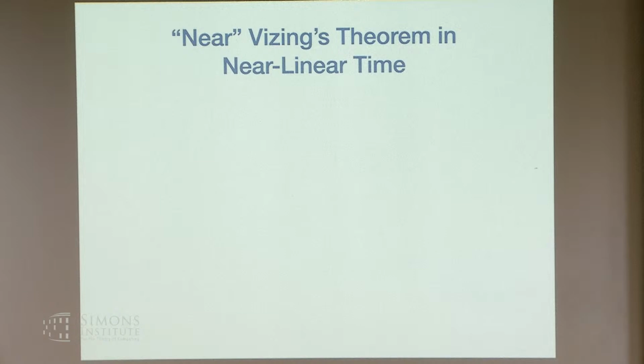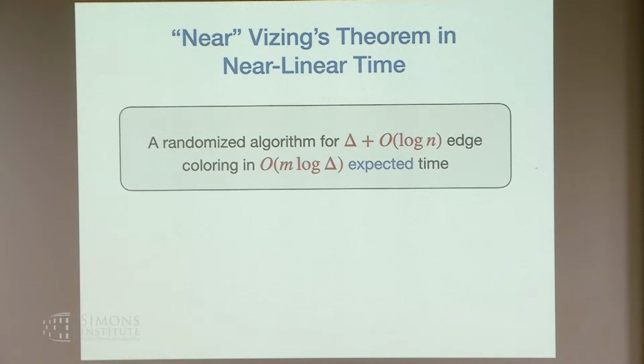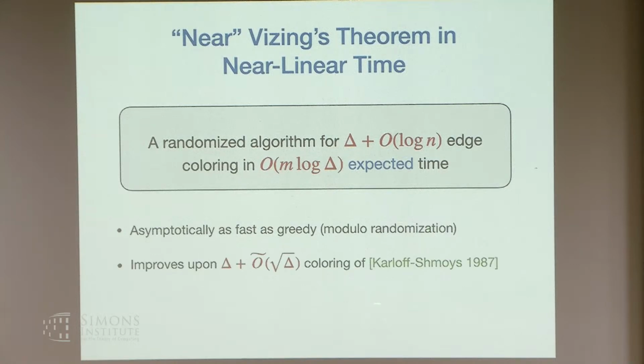The first result is what I would like to call a near Vizing theorem in near linear time. And that's a delta plus log n coloring in m log delta time. So not exactly delta plus 1, but delta plus log n, so not that many more colors. And you can do it in m log delta expected time. And this is basically as fast as what you get through greedy, although this is randomized and this is expected. The good point of comparison is that previously we knew delta plus root delta. Now we're shaving off this root delta to become roughly log n.